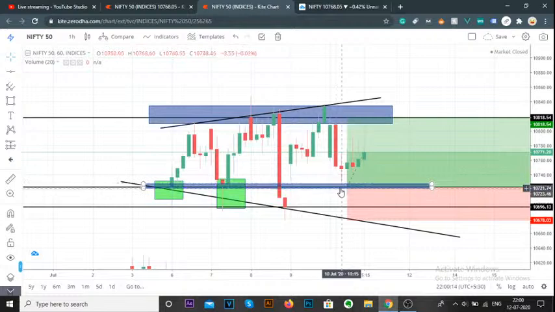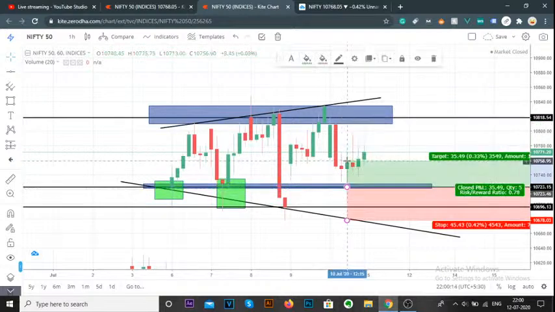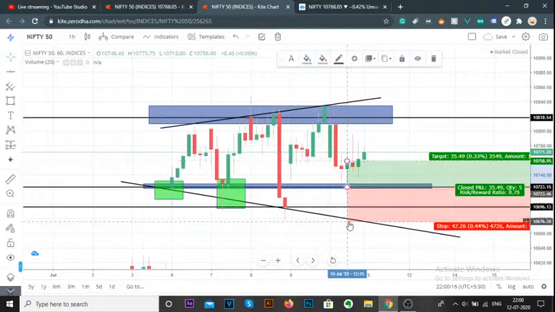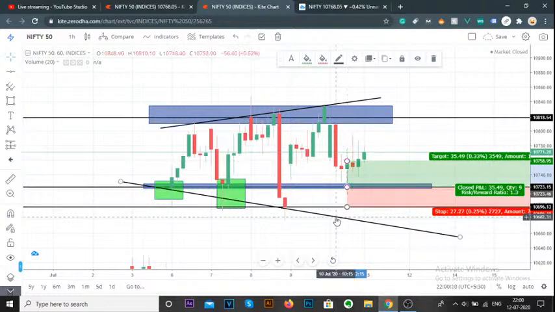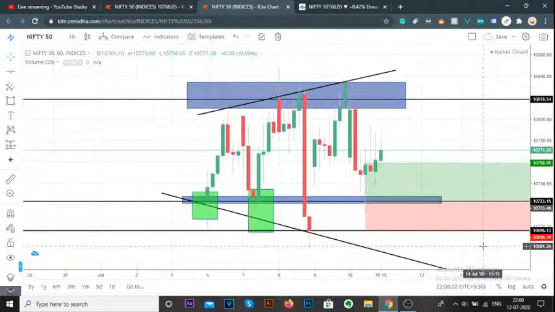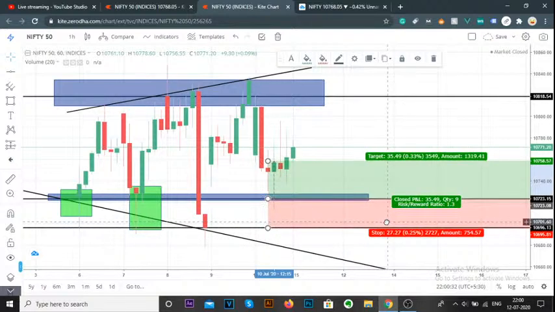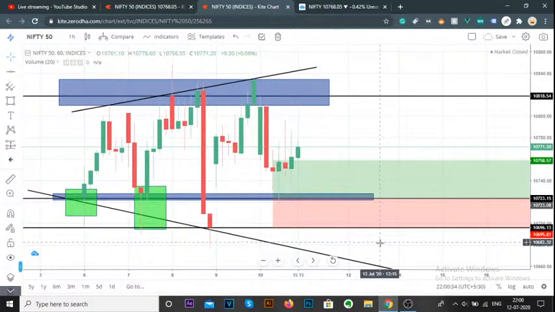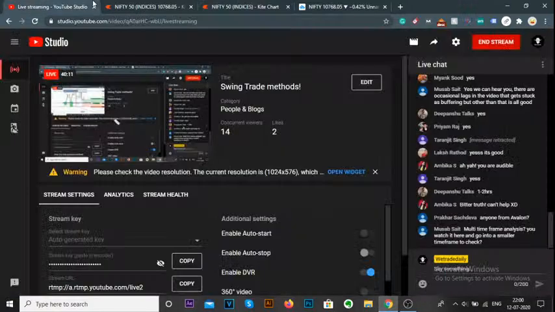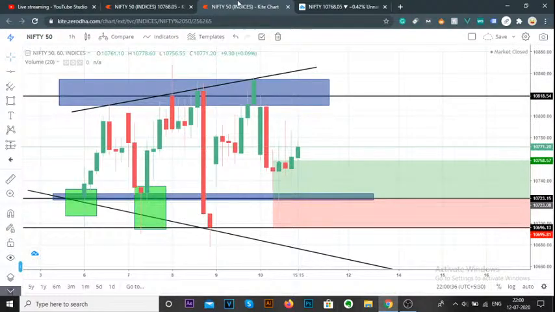Take your entry according to 1 hour, keep your targets according to intraday, which is 15 minutes, but your stop loss should be according to 1 hour. This will eventually help you avoid unnecessary stop loss being hit due to volatility, and that is the major problem. This will reduce your stop loss being hit due to volatility.